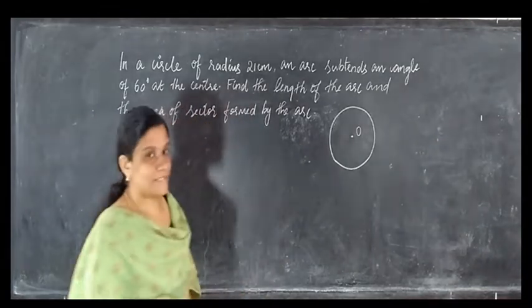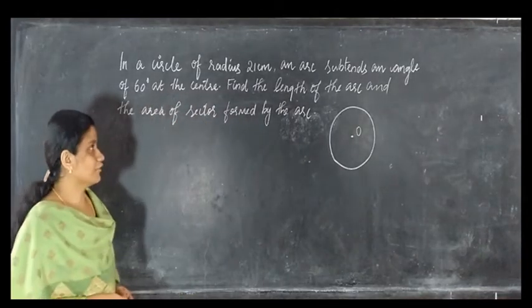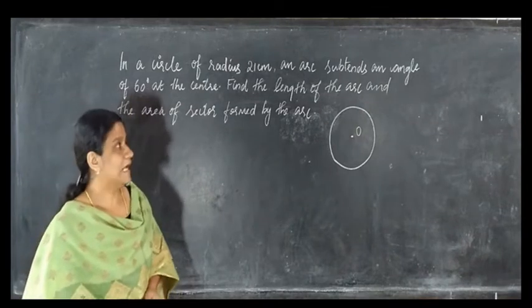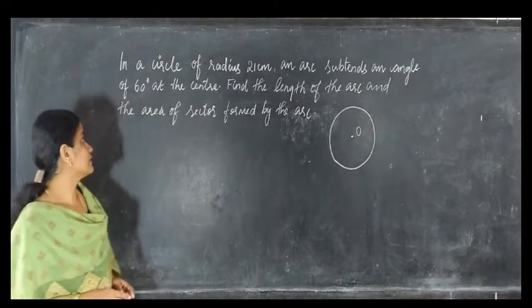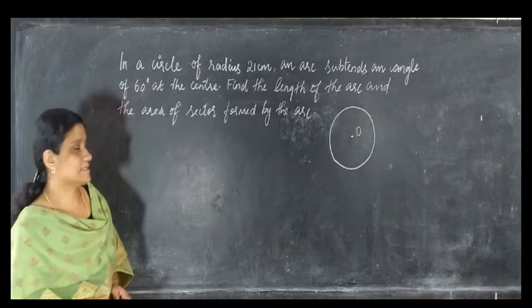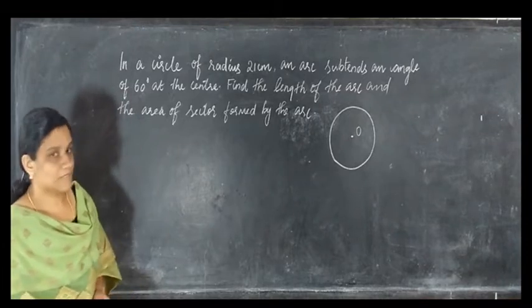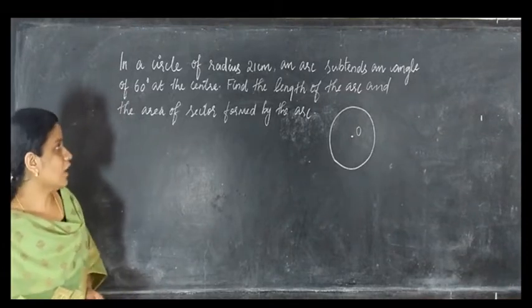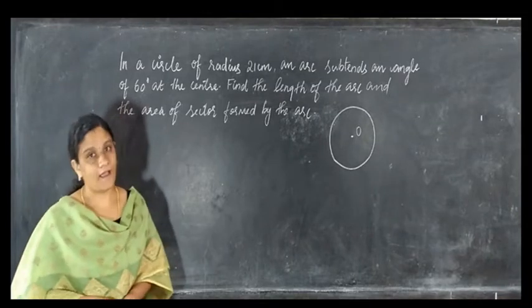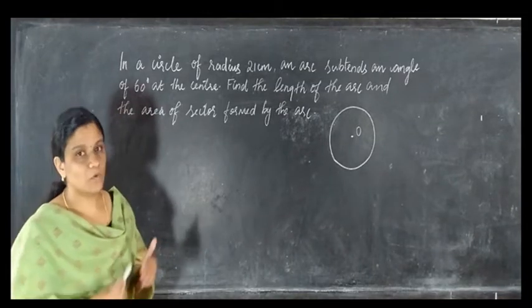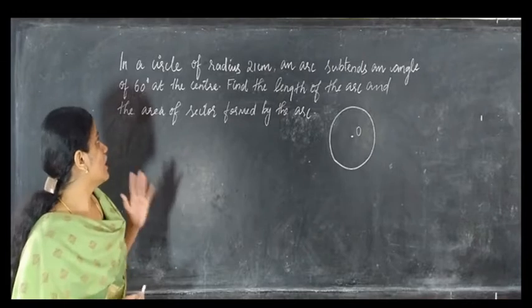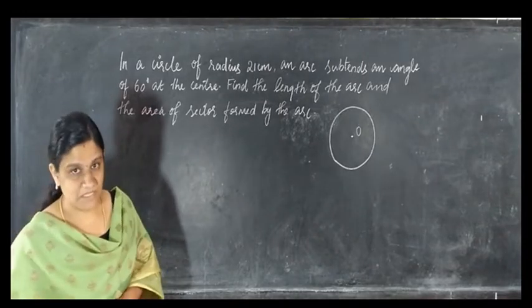Okay, so the question is, in a circle of radius 21 centimeter, an arc subtends an angle of 60 degree at the center. Find the length of the arc and the area of sector formed by the arc. So, what is given in the question? A circle of radius 21 centimeter.